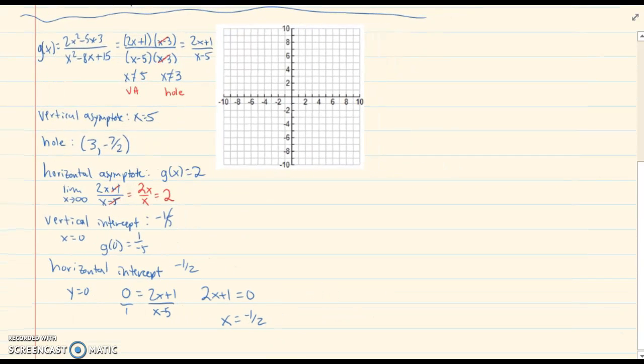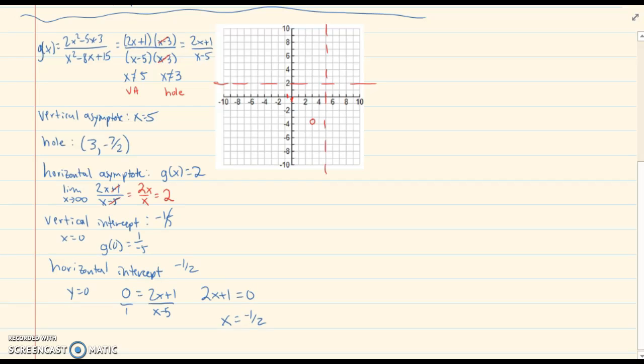All right, so now I put these pieces on the graph. Let's start with our vertical asymptote we said was at 5. Vertical asymptote there. My horizontal asymptote was at 2. And I have a hole at 3 and negative 7/2. There we go. Pretty close. A vertical intercept of negative 1/5. Let's try that again. Negative 1/5. And a horizontal intercept of negative 1/2. So we've got a rough idea of where it's at.